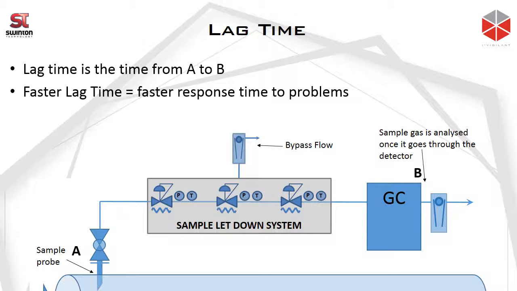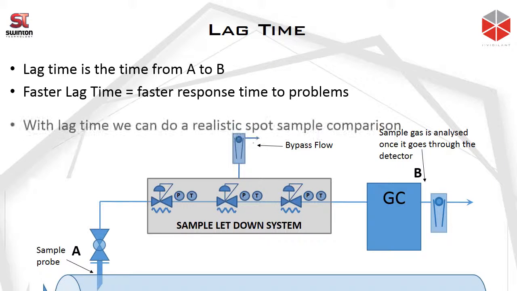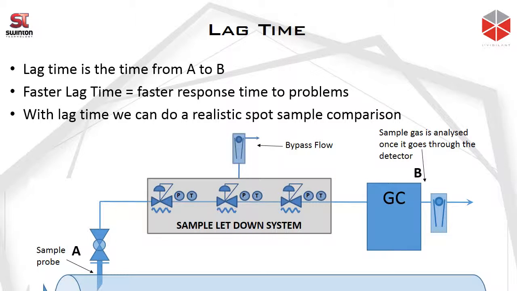It's important to have as fast a lag time as possible, because if the lag time is long, then if there is a problem or a disruption in the pipeline, you won't know it until the gas is analysed, and this may be for quite a considerable time, even up to hours. So the faster the lag time, the faster the response to a problem. Also, if we know the lag time, then we can do a more realistic comparison of the spot sample versus the GC result.